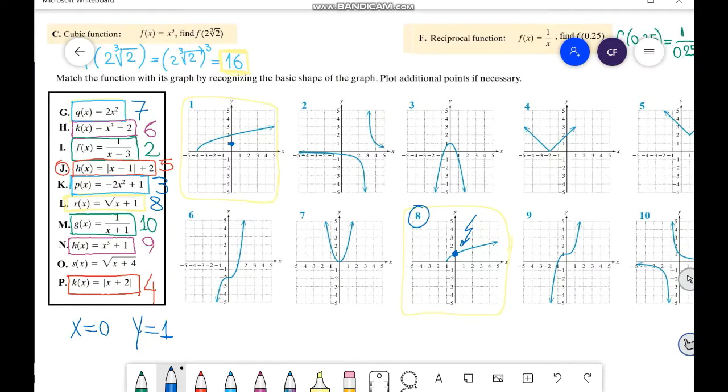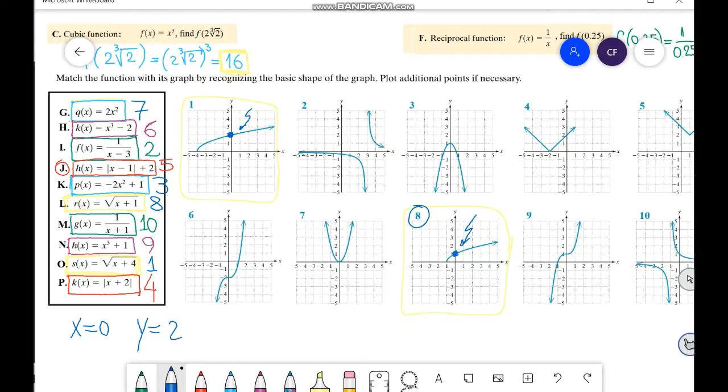And for letter O, the function f of x equals square root of x plus 4 is the last one, number 1. Just let's make sure. If x equals 0, 0 plus 4, 4, square root of 4 is 2. That means x equals 0, y equals 2 is right here. Yes, that's a match. Perfect.